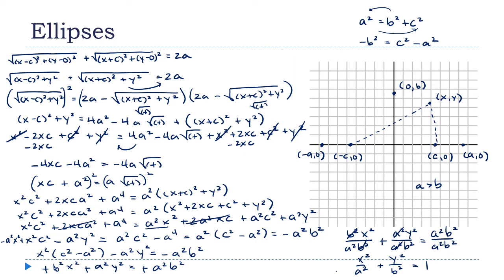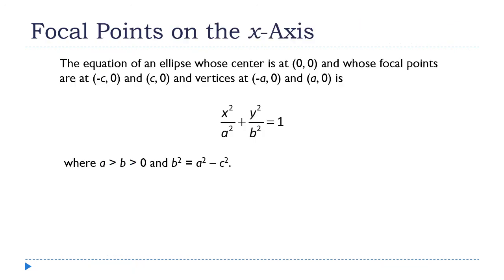And you can see that up here. If a is less than b, then c is going to be imaginary, and that's not what we're doing here, right? So a has to be greater than b. This summarizes everything we just did. The equation has center at the origin, focal points at minus c, 0 and c, 0, vertices at minus a, 0 and a, 0. This is the equation, and if we need to find c, we can use this formula.